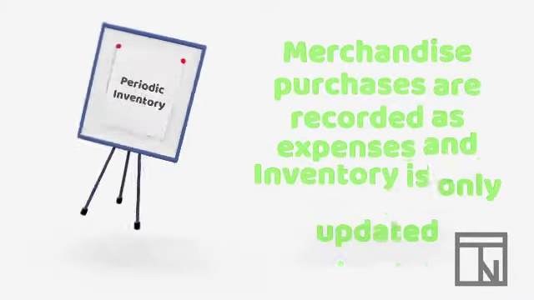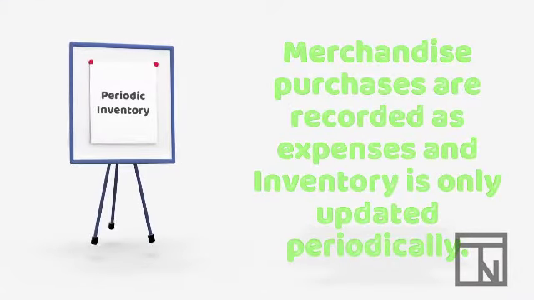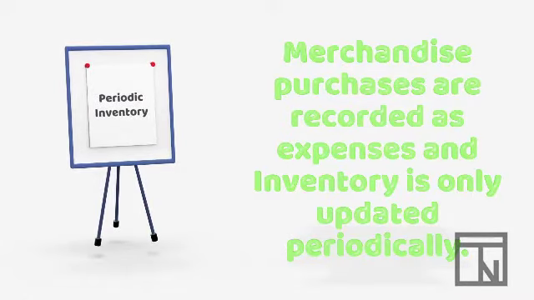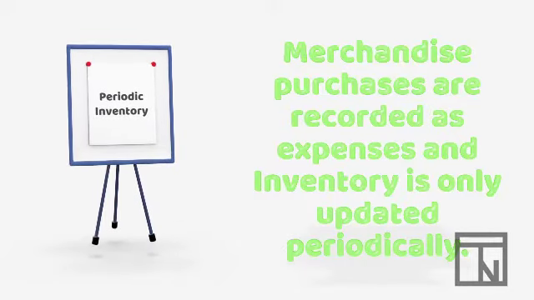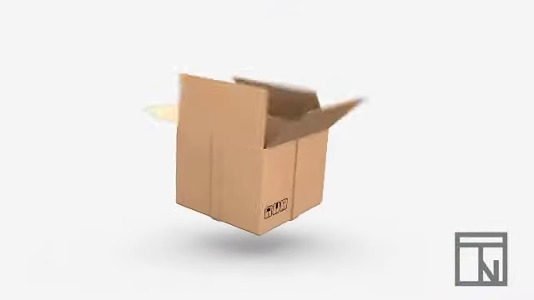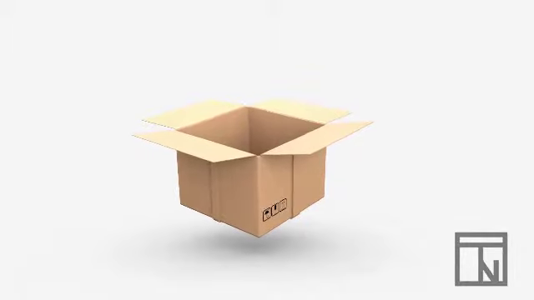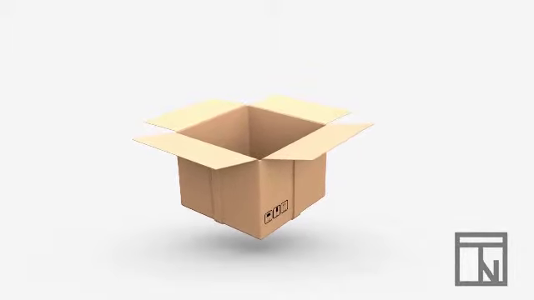If you are using a periodic method for tracking inventory, that means that all of your purchases to inventory are considered an expense on your income statement, and you adjust your inventory based on counts done periodically, which is typically once a month, once a quarter, or once a year, depending on your company. This means that at the end of the year, businesses using this method will need to make an adjustment to their inventory and record costs of goods sold.